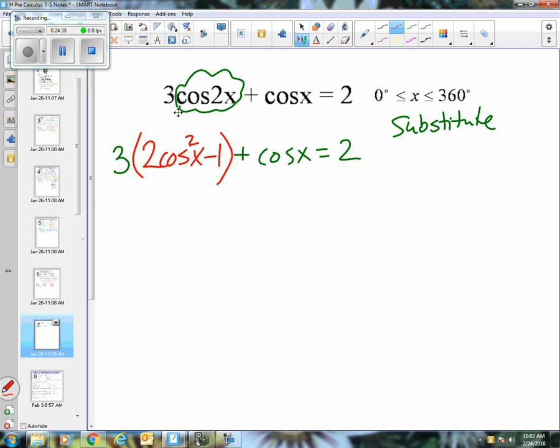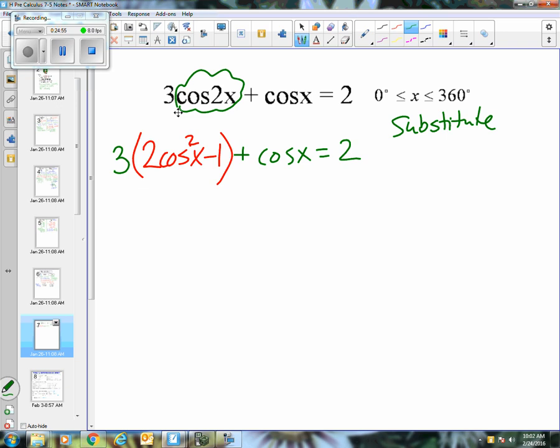So parentheses, gotta have them because there's a 3 out front, right? You're gonna multiply 3 times everything on the inside. If the 3 weren't there, I really wouldn't have to worry about it as much, but it is, so I need to take that into consideration when I simplify. Okay, so now I can do algebra, right? Because everything's cosine and everything's x.